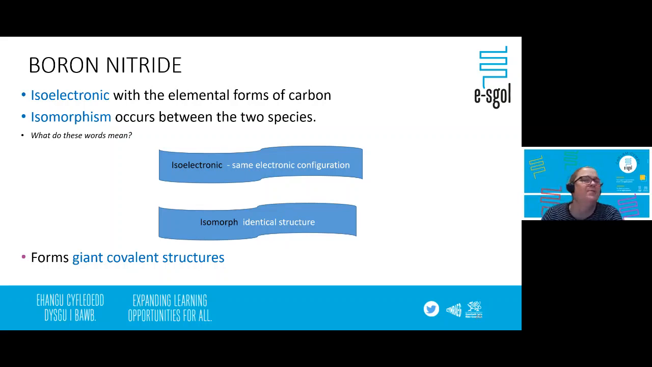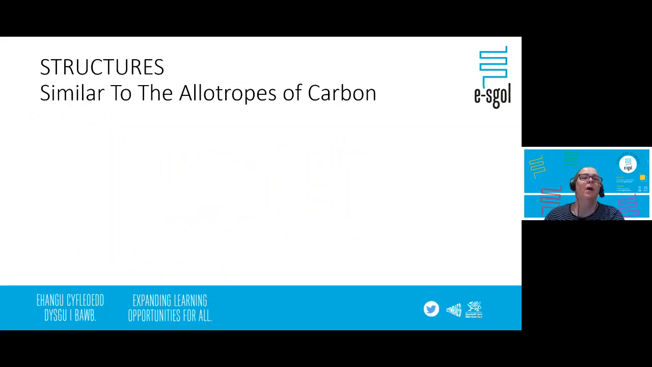Isomorphism, it just means that it's got an identical structure. Okay, and I'll show you this diagrammatically in a minute. Okay, so they're again giant covalent structures. So how is boron nitride similar to the allotropes of carbon?